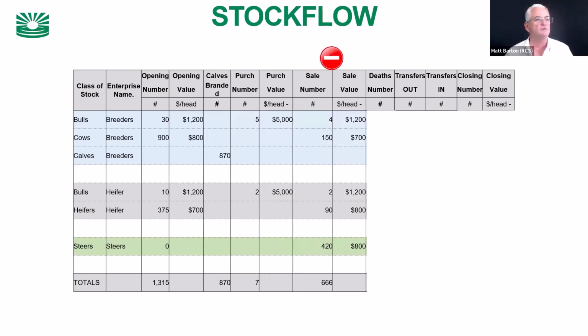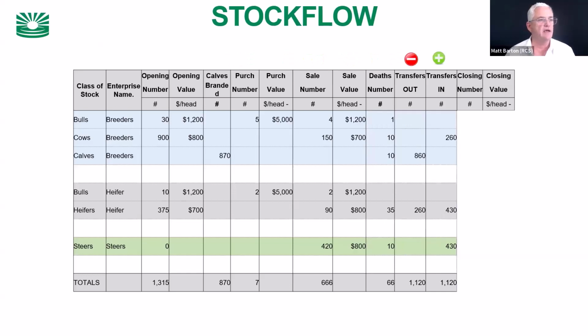So we sold 4 bulls and 2 bulls, sold 6. We've sold 150 cows, cast for age, dry. We've sold 90 heifers, and we've sold all the steers. We have the deaths, and then importantly, we have the transfers.